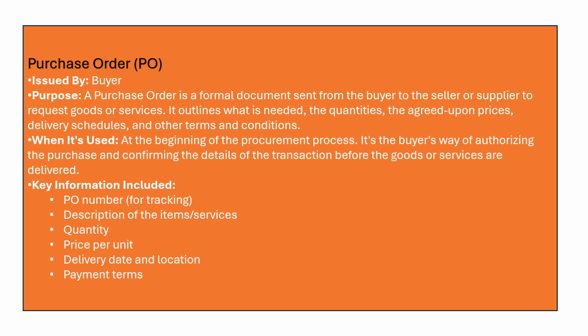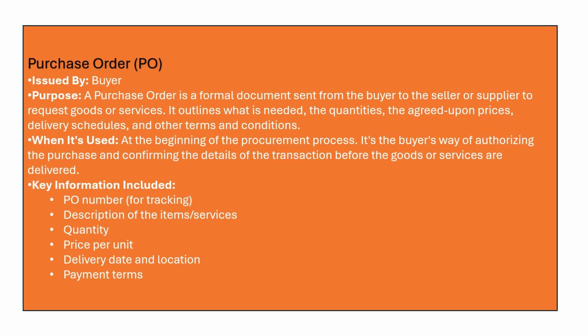So the purchase order will be issued by the buyer. The purpose of a purchase order is a formal document sent from the buyer to the seller or supplier to request goods or services. It outlines what is needed, the quantities, the agreed upon prices, delivery schedules, and the terms and conditions. So it will be issued by the buyer. It is a formal document, which we all know, sent from the buyer to the seller for requesting any goods or services. So the buyer will send the document for their goods and services.